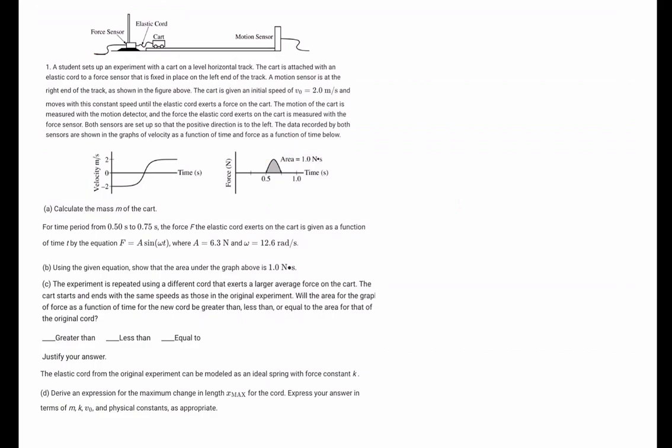From the givens, we need to calculate the mass of the cart. Now, most likely, since we know velocity and force, maybe we'll use the law of conservation of momentum, or rather the impulse and momentum theorem. So we can say that the force times delta t, or the impulse, actually the impulse J, is equal to m times v final minus v initial.